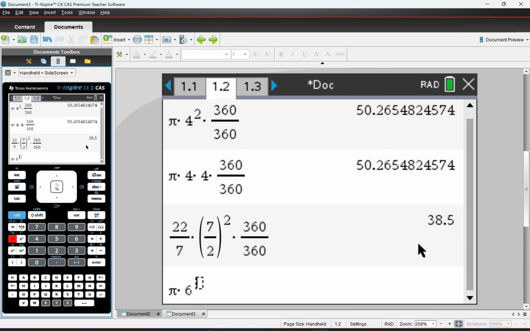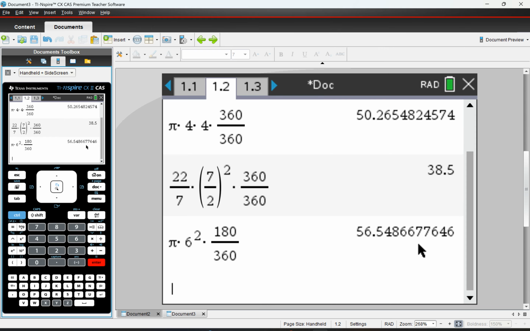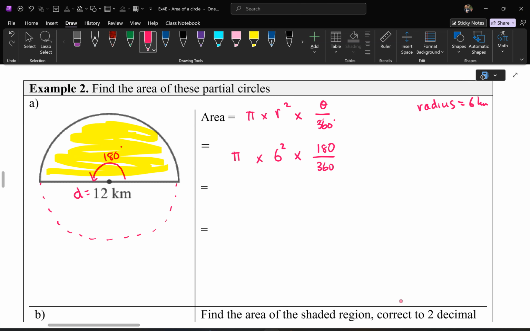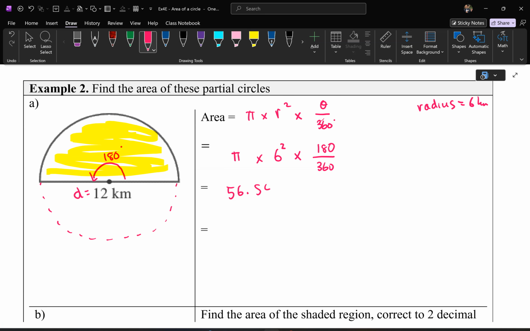Pi times 6 squared times, and in this case, I don't want 360 out of 360. I want 180 out of 360, which is half. And you should get 56.5486. So I should get 56.5486 squared kilometers.